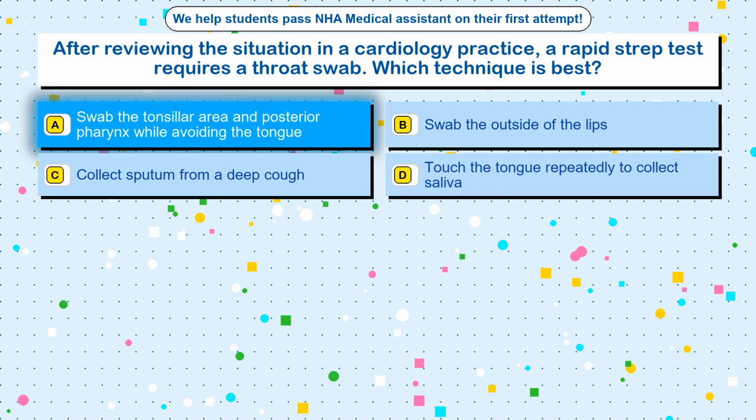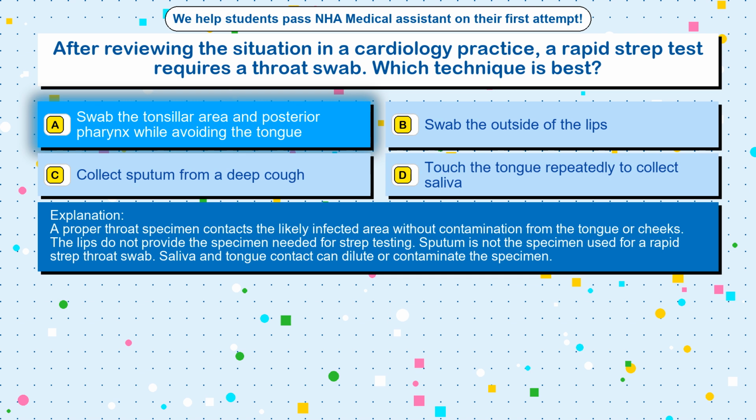The correct answer is option A. Swab the tonsillar area and posterior pharynx while avoiding the tongue. A proper throat specimen contacts the likely infected area without contamination from the tongue or cheeks. The lips do not provide the specimen needed for strep testing.